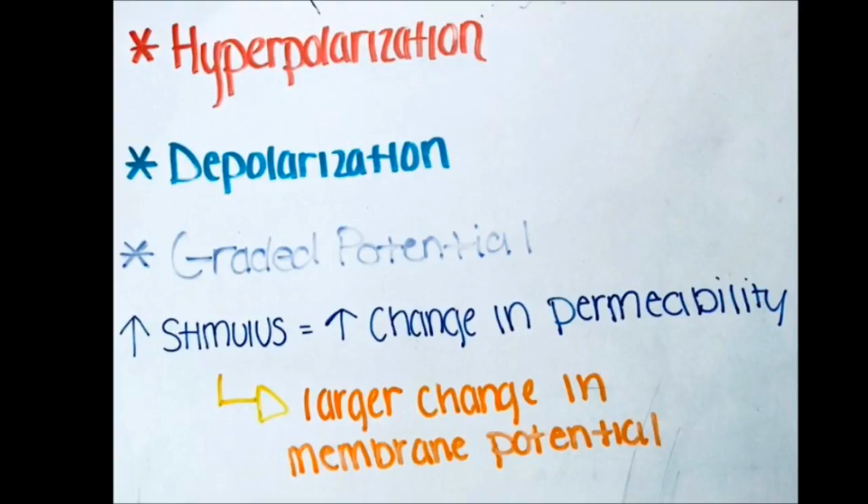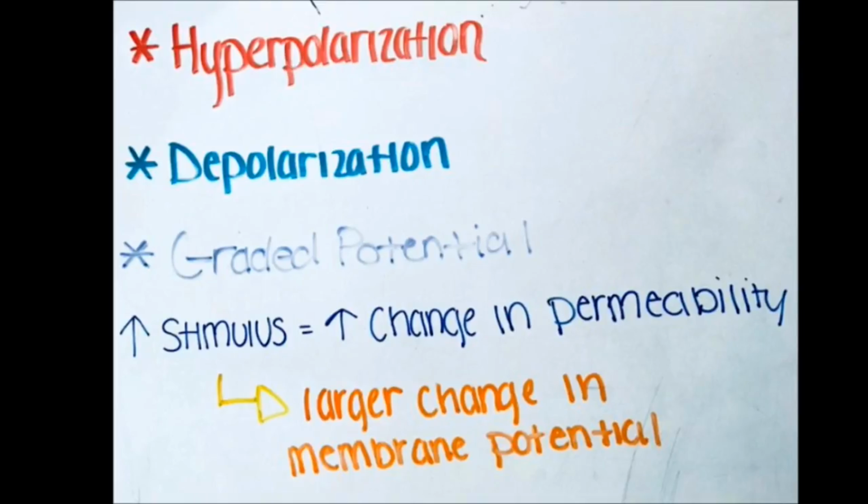Some stimuli are also able to trigger what is known as depolarization, or a reduction in the magnitude of membrane potential. This can be caused by the opening of gated sodium (Na+) channels. It is basically the change in membrane potential. The larger the stimulus is, the larger the change in permeability. The larger the change in permeability, the larger the change in membrane potential.